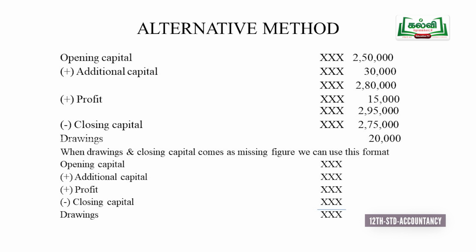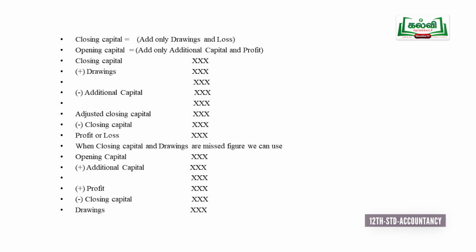Opening capital plus additional capital plus profit minus closing capital, we can have drawings. This is only for the working notes to identify the missing information, but sums should be prepared only according to the closing capital format. That is, the closing capital means add only drawings and loss. Opening capital means add only additional capital and profit. This is the format that I used.